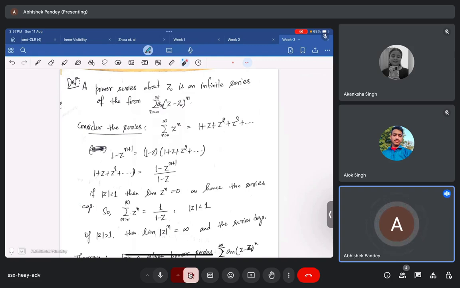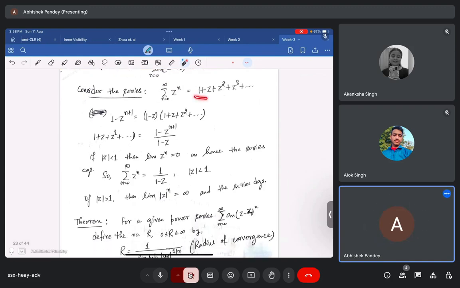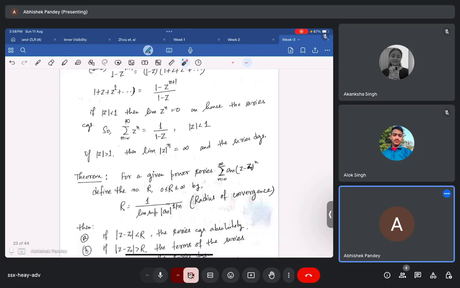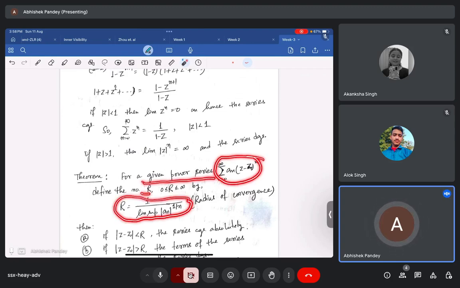So a power series centered at z naught is an infinite series of this form: summation n equals 0 to infinity a n of (z minus z naught) to the power n. Now consider this series, the well-known series of 1 upon 1 minus z. For a given power series, define the number R as this. This is known as the radius of convergence.